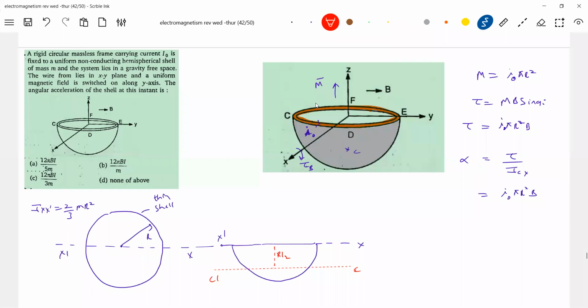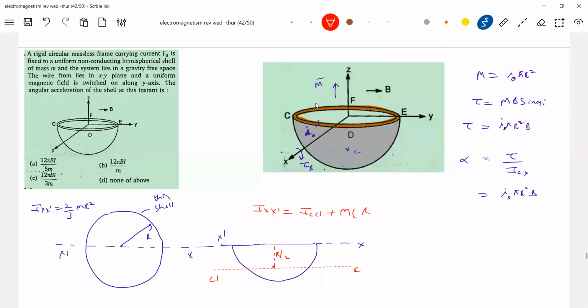If you don't know this, this problem is gone. That's what I'm telling you. Some centers of mass of standard objects you must know. So this is the location of the center of mass. So then apply the parallel axis theorem. Ixx dash should be equal to ICC dash.